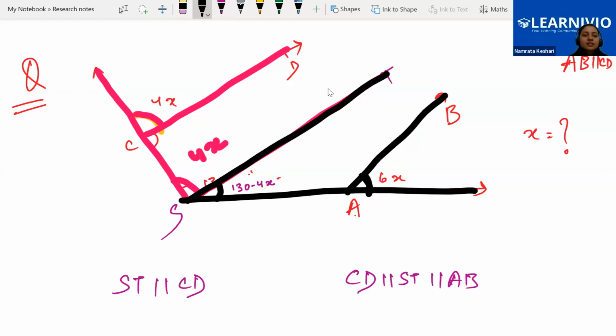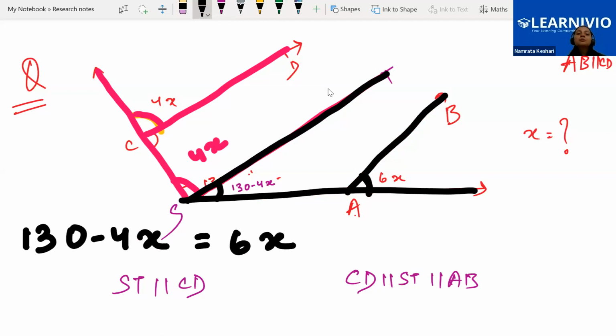So can we say that 130 minus 4x is equal to 6x because these two are also a pair of corresponding angles when we take the parallel lines ST and AB? Can we? Yes, ma'am. And from here, is it possible to find the value of x? Yes, ma'am. Is it crystal clear to all of you? Yes, ma'am.